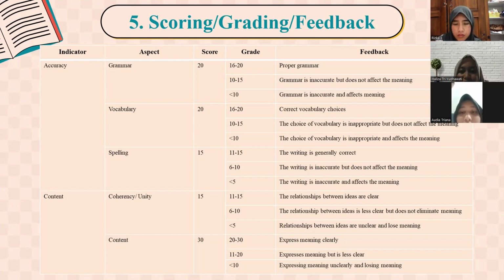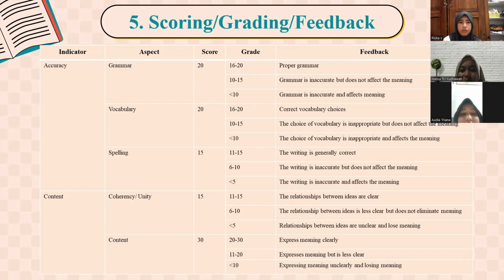So for the grammar, the feedback is proper grammar, grammar is inaccurate but does not affect the meaning, and grammar is inaccurate and affects meaning. And then for vocabulary, correct vocabulary choice, the choice of vocabulary is inappropriate but does not affect the meaning, and the choice of vocabulary is inappropriate and affects the meaning. So for the spelling, the writing is generally correct. The writing is inaccurate but does not affect the meaning, and the writing is incorrect and affects the meaning.